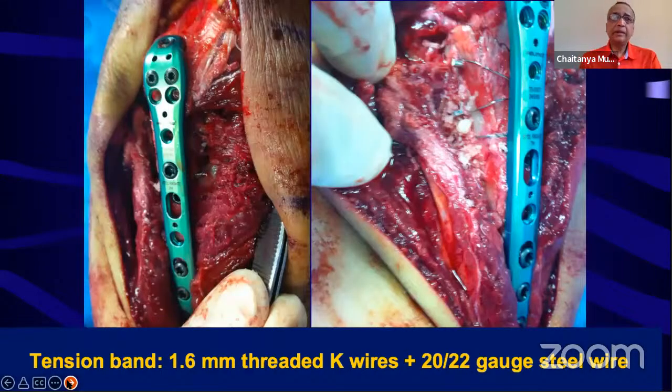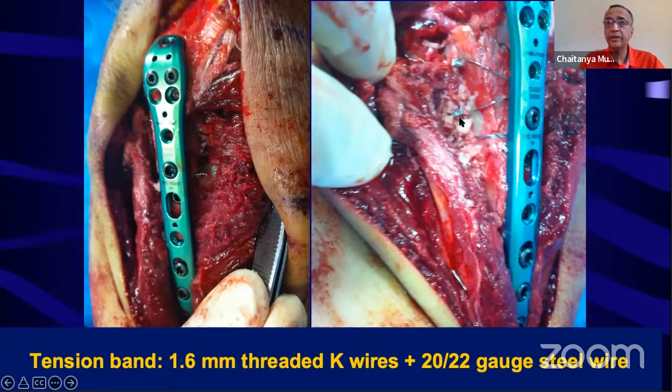Now, remember I said in the patients over the age of 50, they behave more like fragility fractures. So there is this temptation to fix these fragments with interfragmentary screws. I have gone away from doing that in the older patient, and I tend to use this tension band technique. In the young person with hard bone, yes, you can use interfragmentary screw fixation. But in the older person, I've gone to using these tension bands, as you can see here with these wires.